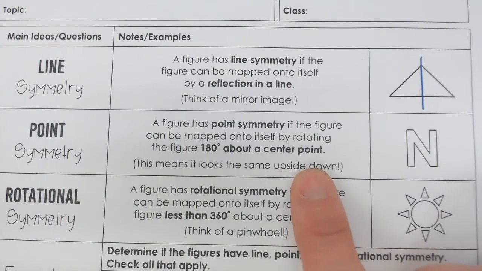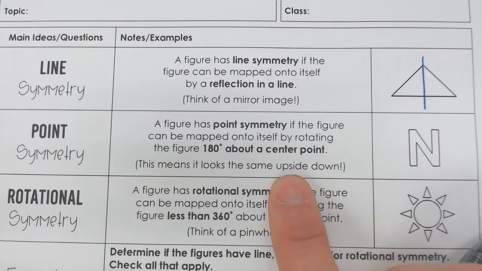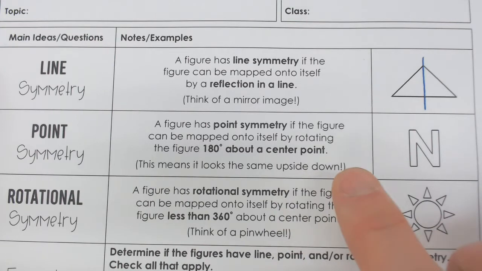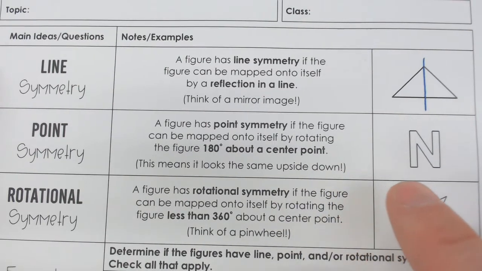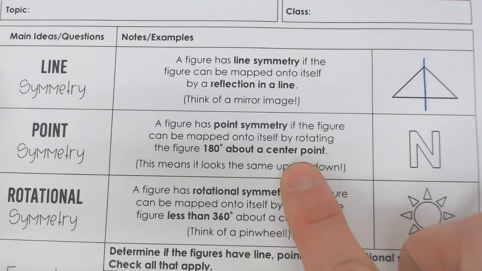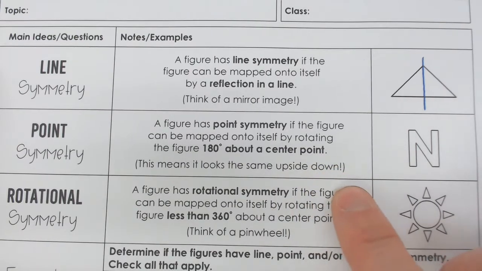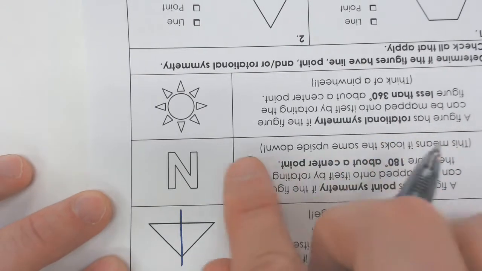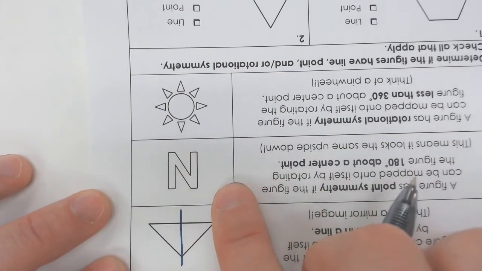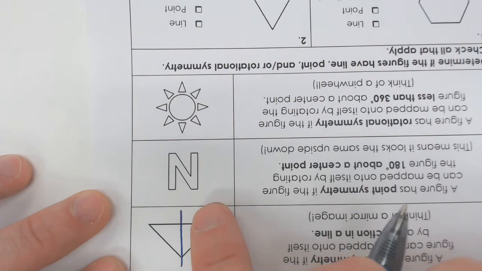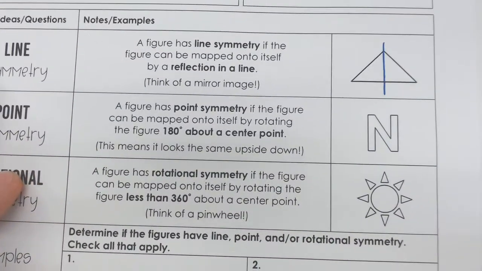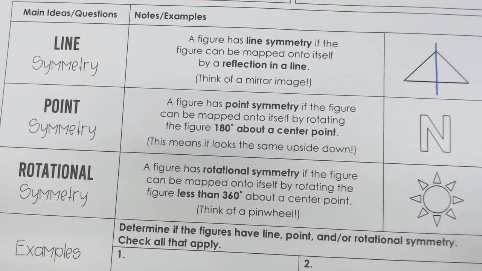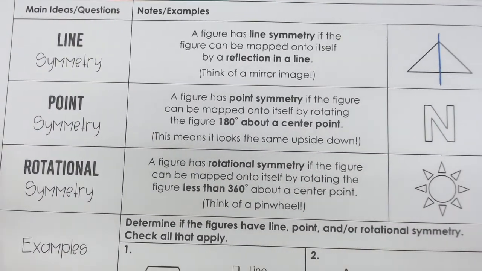Point symmetry is the next one, and this one's kind of weird. Point symmetry means that if you were to rotate the image 180 degrees, it would be mapped onto itself. So if I flip this paper upside down, notice how n still is n. That means that I rotated it 180, but it's still the exact same thing I was looking at before. Therefore, it would have point symmetry. If it has point symmetry, it definitely has rotational symmetry.